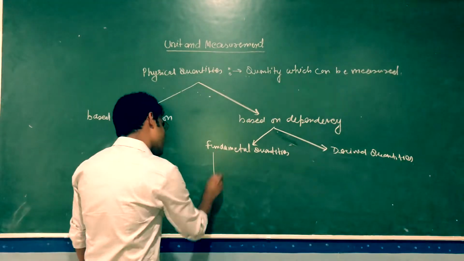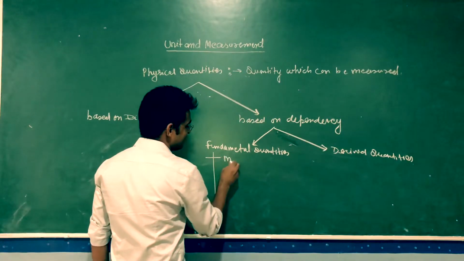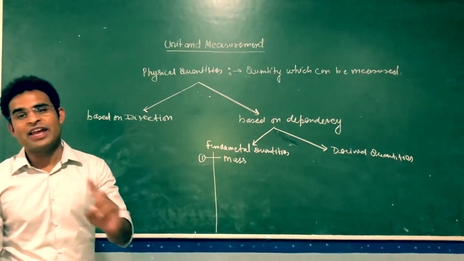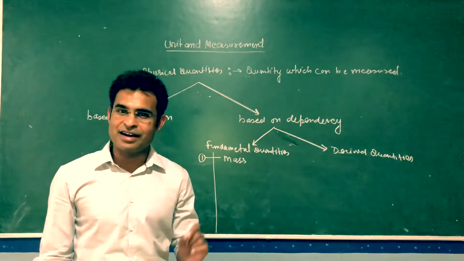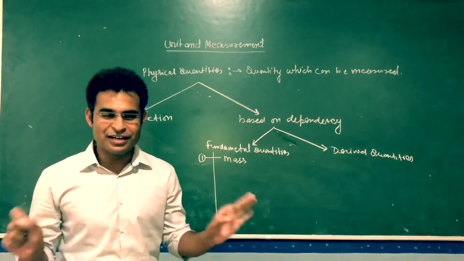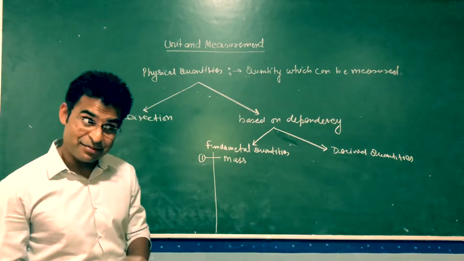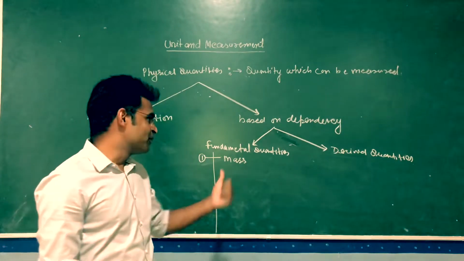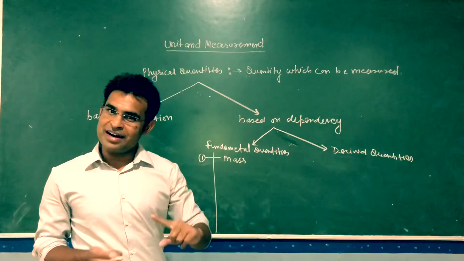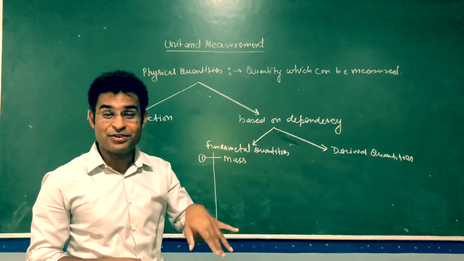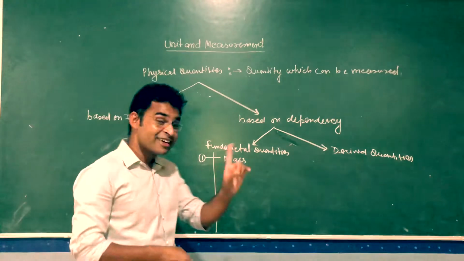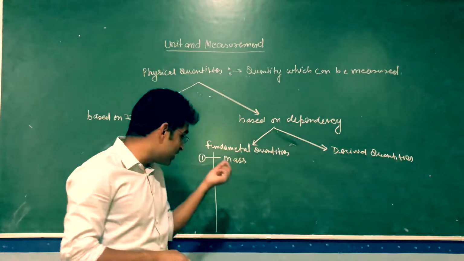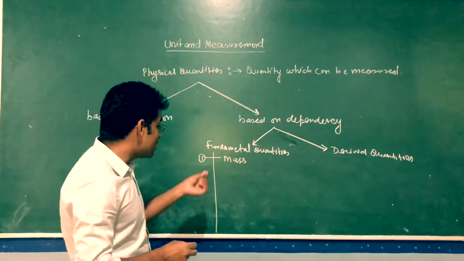Examples of fundamental quantities. The first fundamental quantity is mass. If you want to measure mass, you need a weighing machine. You cannot measure mass using a rod, or using time or a clock. It means mass does not depend on anything else for its complete definition. It can only be measured by a weighing machine, so it's a fundamental quantity.